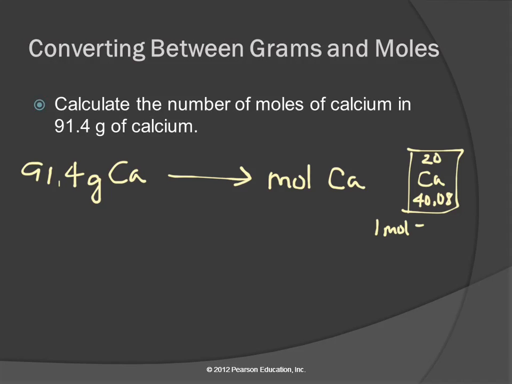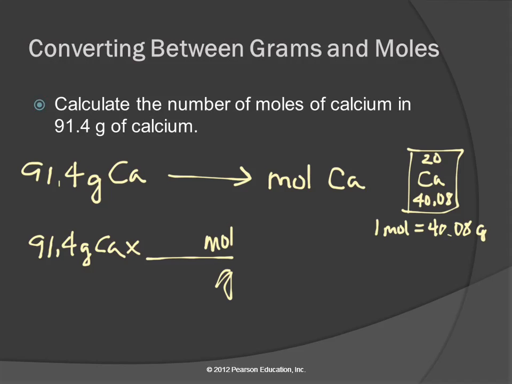So we take our 91.4 grams of calcium. And we're going to divide by grams and multiply by moles. We're not going to remember, oh, you take the mass and divide by the molar mass or multiply by the molar mass. We're just going to look at the units. We're going to use dimensional analysis. So we put the units in there so the units cancel out. And then we stick the numbers in.